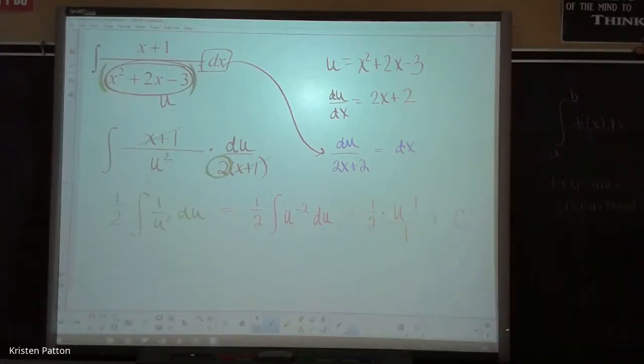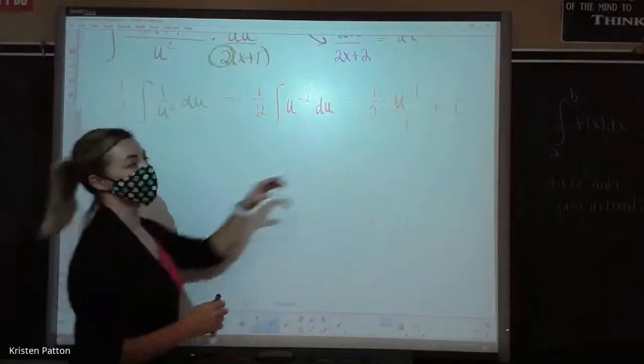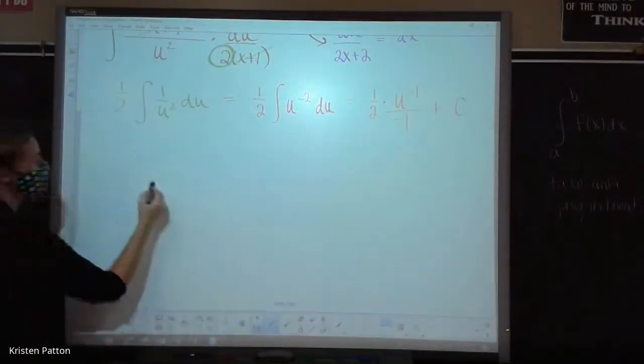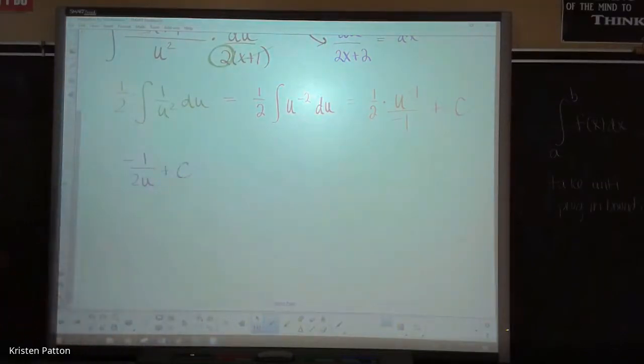Let's see. I'm going to clean that up. Doesn't look great. That's okay. We don't have to do much. I'm going to put the negative out in front with the 1/2, and I'm going to put the u back in the bottom. So I have a -1 over 2u plus c.